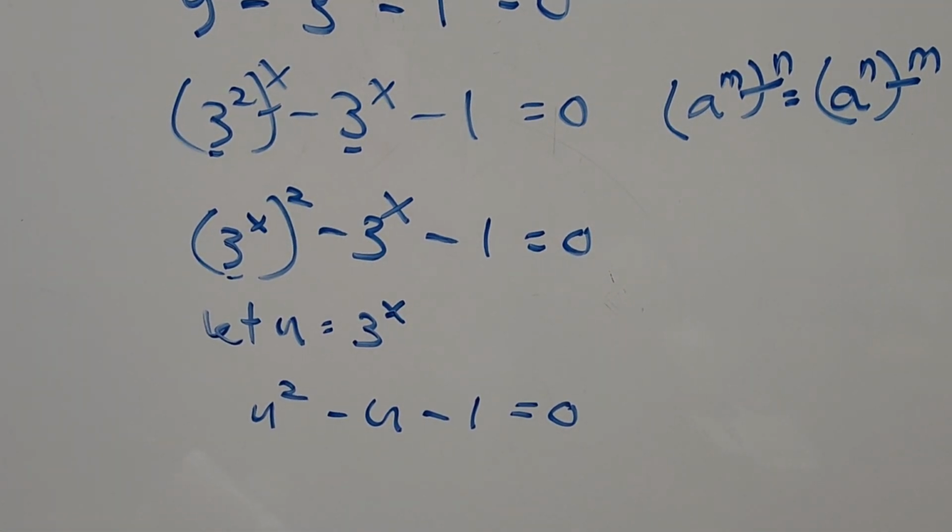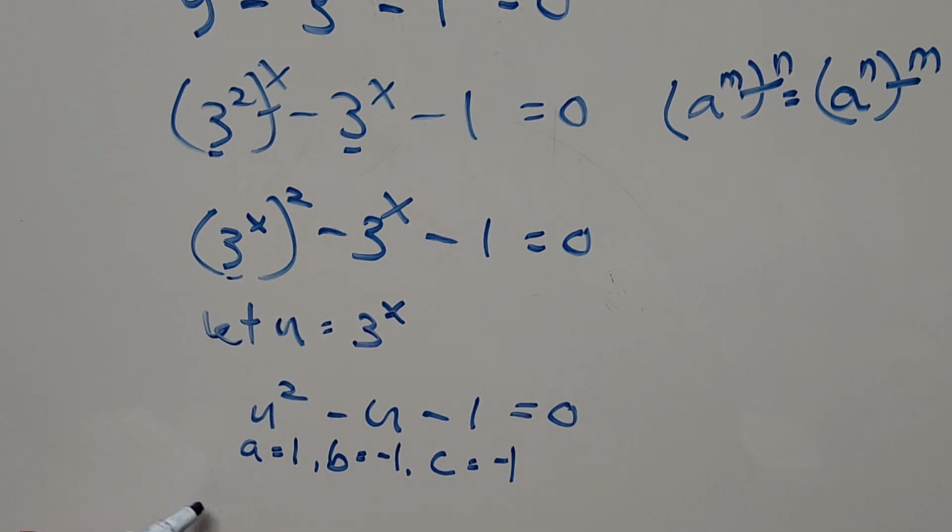So the best way to solve the value of u will be the use of the quadratic formula, right? From the quadratic formula, we can take the coefficients of these terms and the constant right there. So a here is 1, b is -1, and c is -1, right?